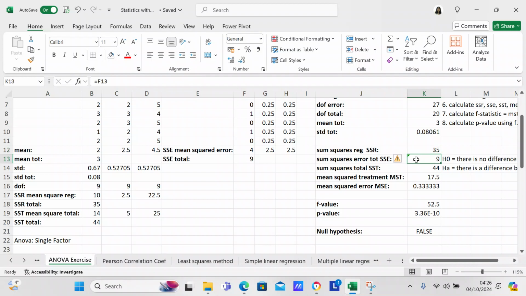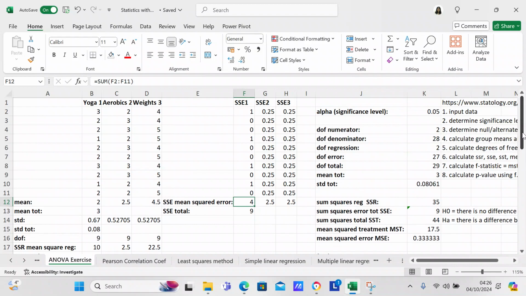We've already checked sum of squares error, SSE. This is your sum of squares error here. It's going to be the sum; we're going to have to check the error for every element. So the sum of squares error is B2 minus B12 to the power of 2.